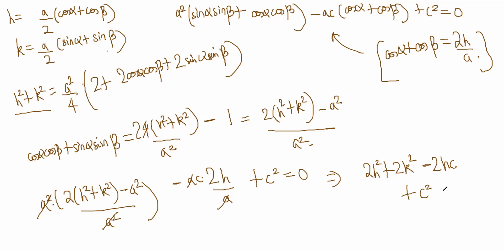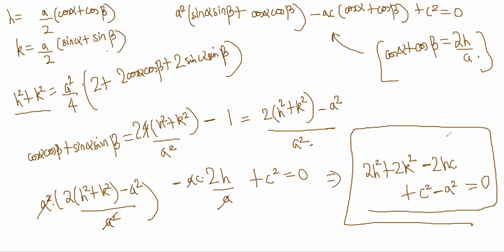Plus c square minus a square is equal to 0. This is the equation of the locus. Nothing much I have done. I've just written hk and I have written this equation. This is just the slope condition basically. And after that, I'm just trying to simplify it somehow.